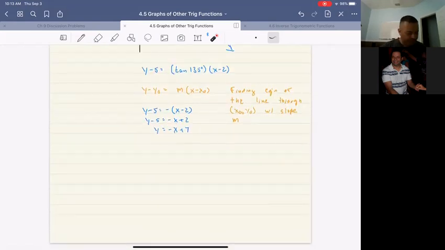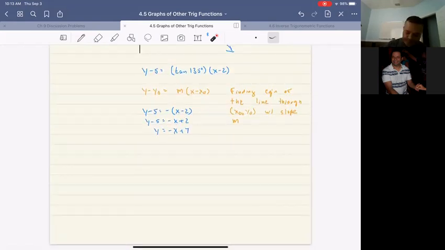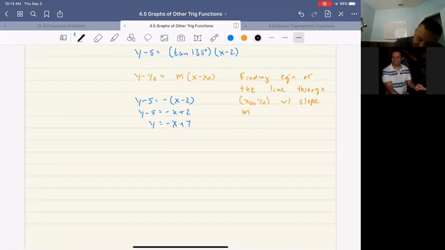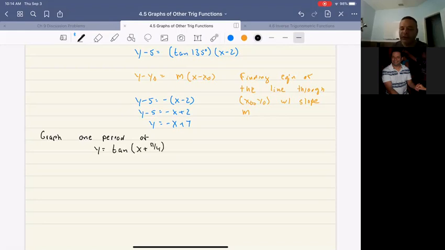All right. Number 14. Number 14 is more like what I was trying to show you guys earlier. It says graph 1 period of y equals tangent of (x plus pi over 4). Okay, so all we're really doing is shifting everything to the left by pi over 4. So this is a tangent graph shifted to the left by pi over 4.